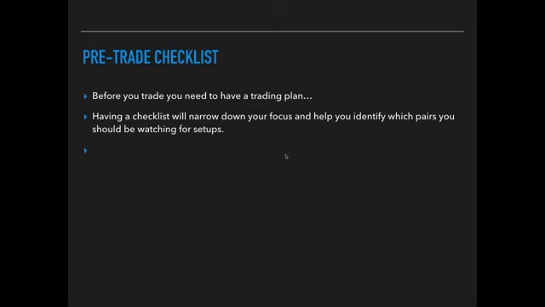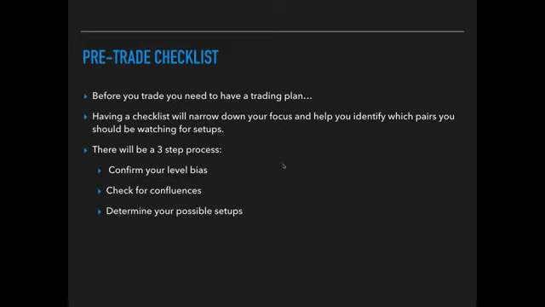Okay, so this is going to be like a 3-step process. What the checklist is going to do, you're going to confirm your level bias on your pairs. Okay, and then you're going to check for the different confluences for the setup, and then you're going to determine your possible setups, basically.